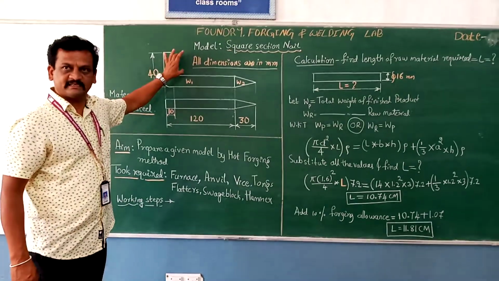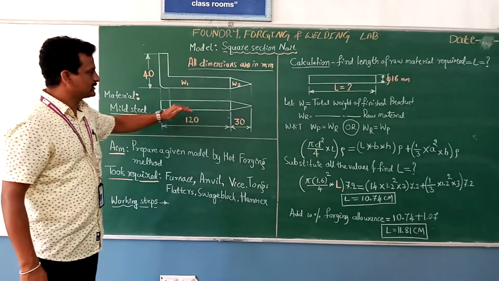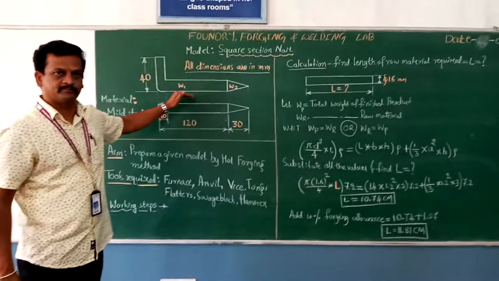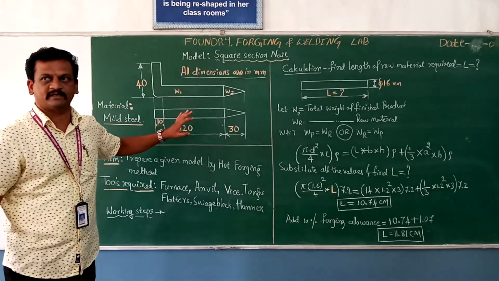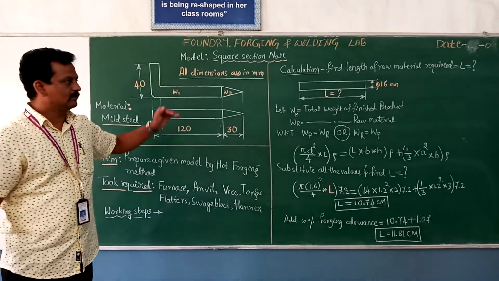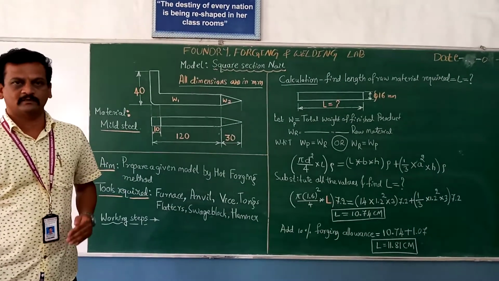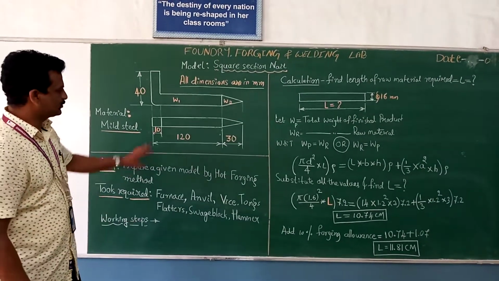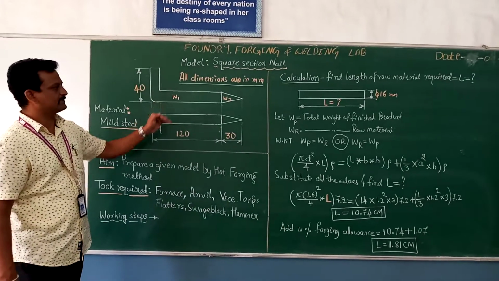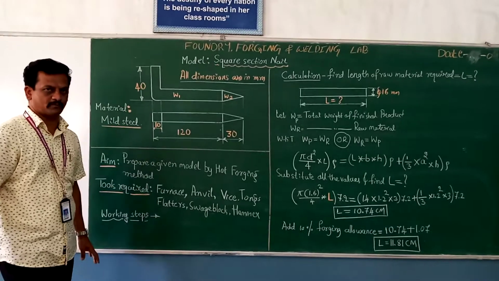The square section nail is prepared by using the hot forging method. Forging is one of the manufacturing methods where localized compressive forces are applied to shape the component. Now here this is the 2D sketch which explains the shape and size of the given component.